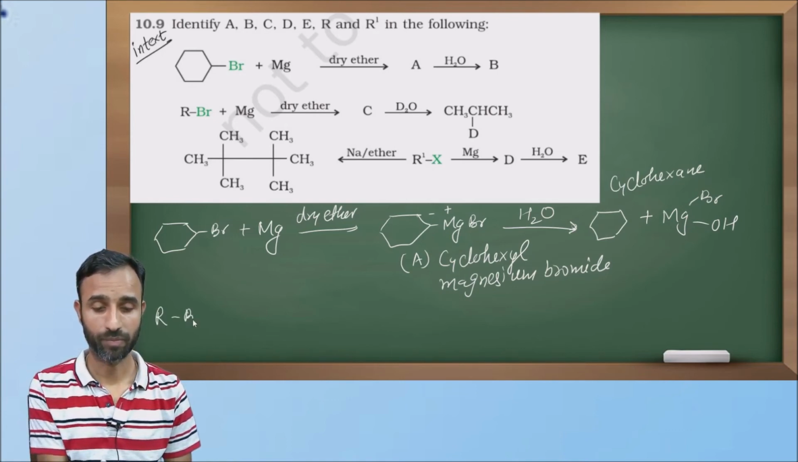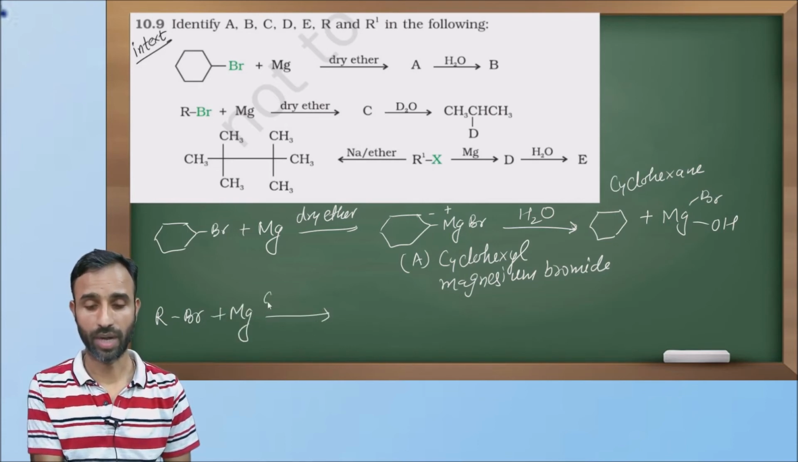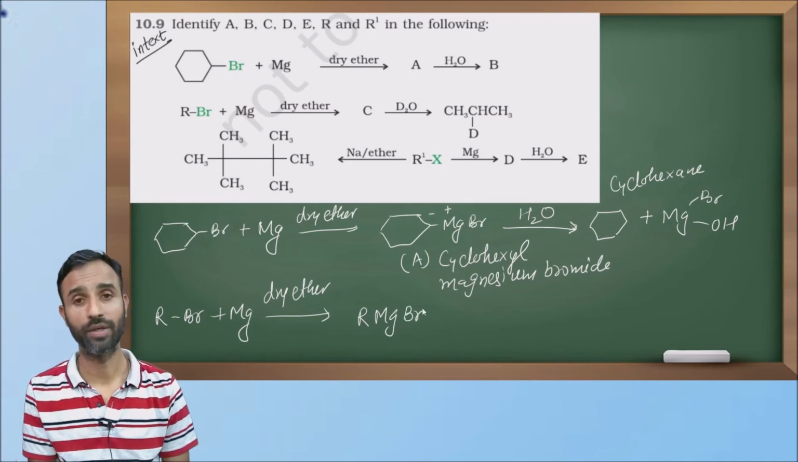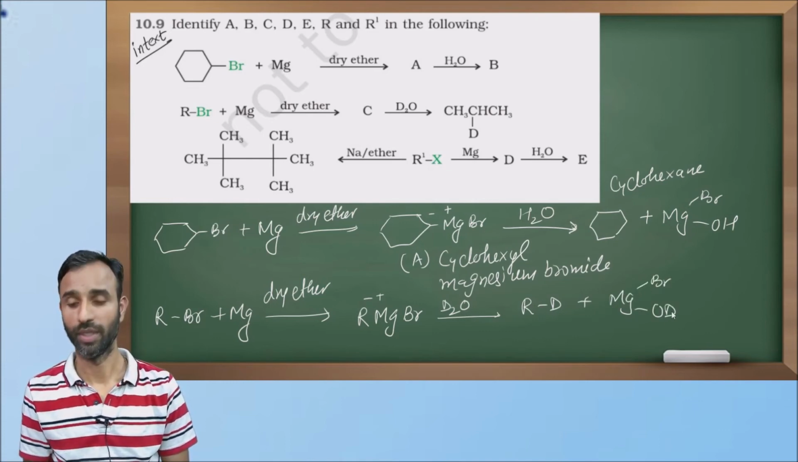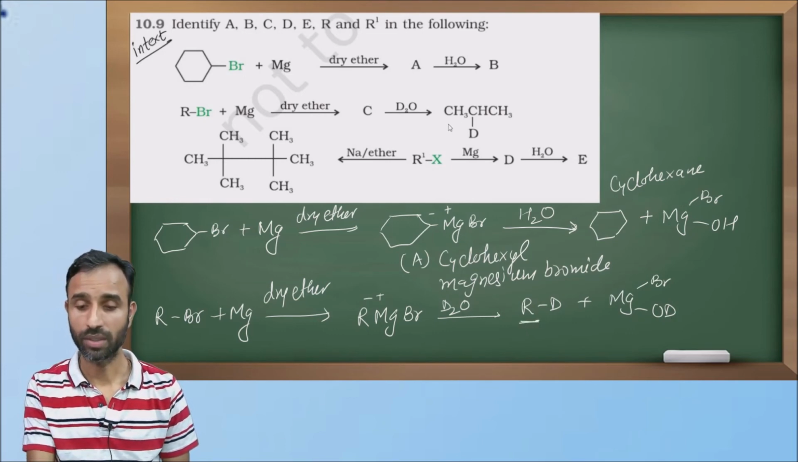Now second one, RBr reacts with magnesium in dry ether. So we get RMgBr, and RMgBr when reacted with D2O, it gives D plus and OD negative. So it gives RD and MgBrOD. And this R is this one, CH3 CH3.